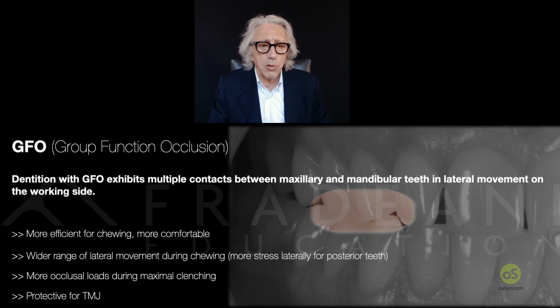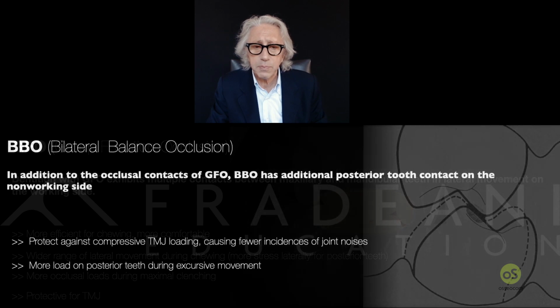When you use group function occlusion, you have more efficient chewing, more comfortable, at least the patient reports that, but you have a wider range of lateral movement during chewing. So you have more lateral stress on posterior teeth, and of course more occlusal load during maximal clenching. But a big advantage in this case, if you have tenderness or a problem in the TMJ area, is very important, because if you have group function, you can protect the TMJ in some way.